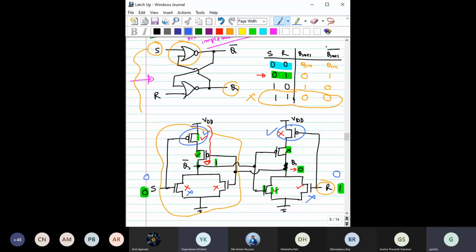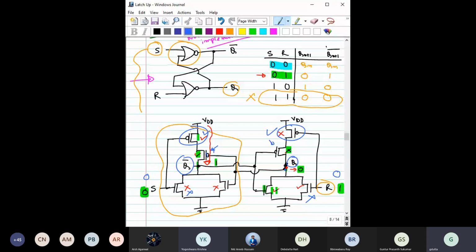Now clearly you see that point Q or point Q bar is not directly connected to ground. Neither is it connected with VDD at this point, because to connect with VDD you should have this transistor to be on. To connect to this VDD you should have this transistor on. We do not know that.